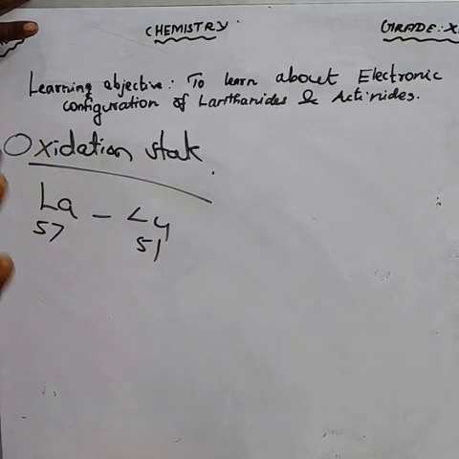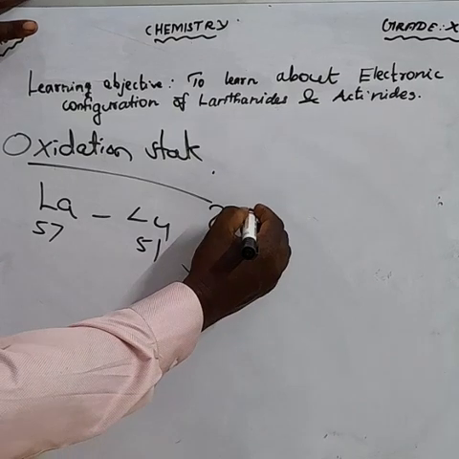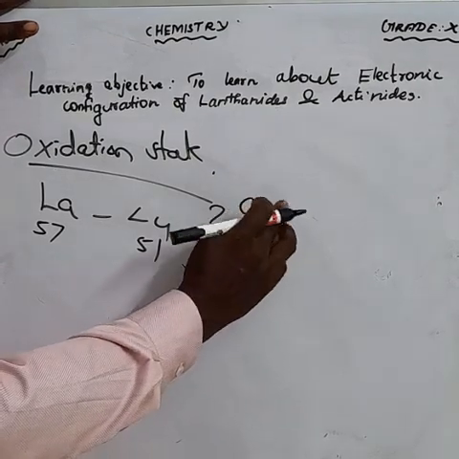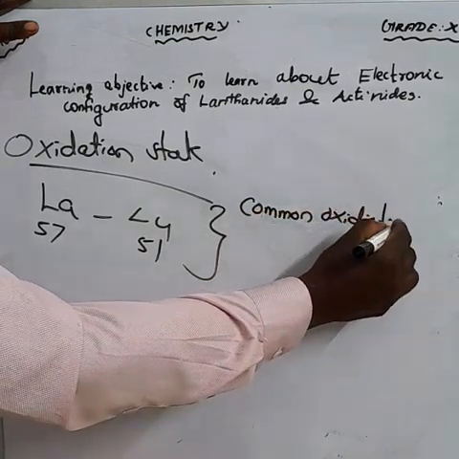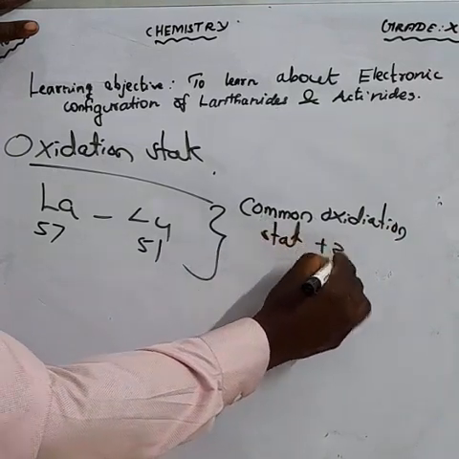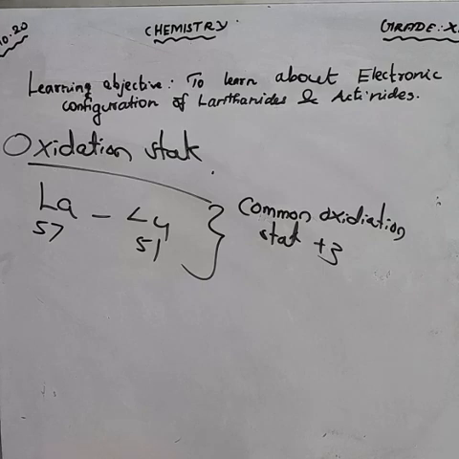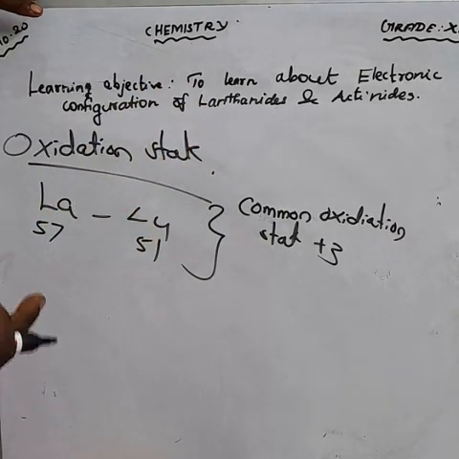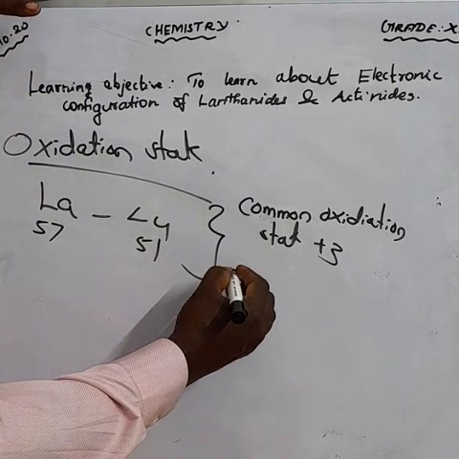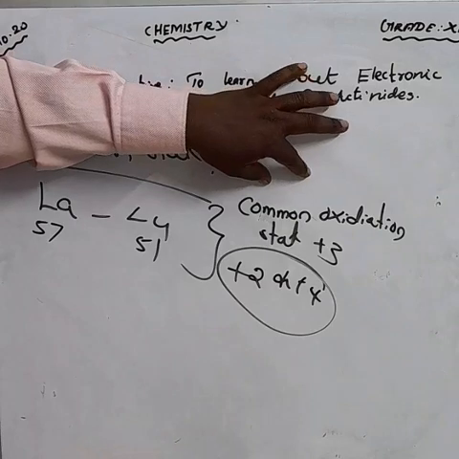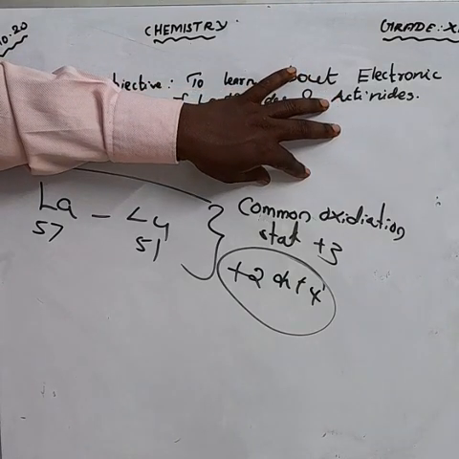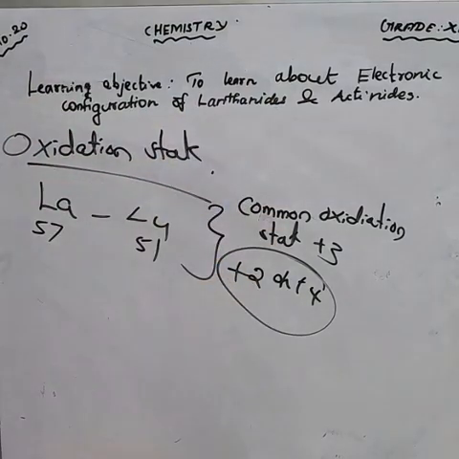Here the common oxidation state, this is very, very important for the one word, is +3. And about the uncommon oxidation states, lanthanides also show +2 and +4. So it is a common oxidation state and also some variable oxidation states, either +2 or +4. Next about the atomic and ionic radii.